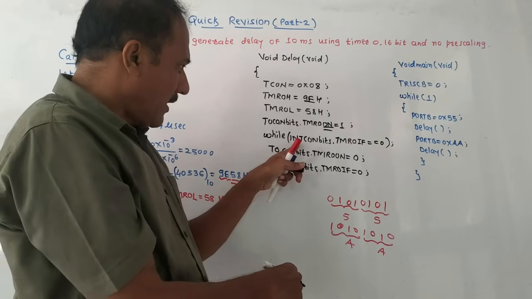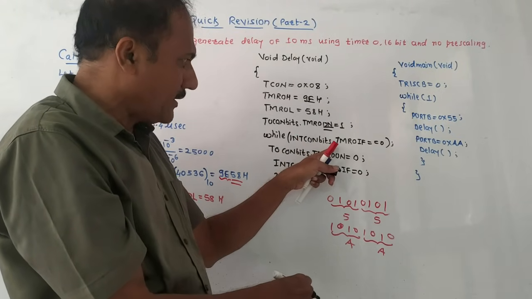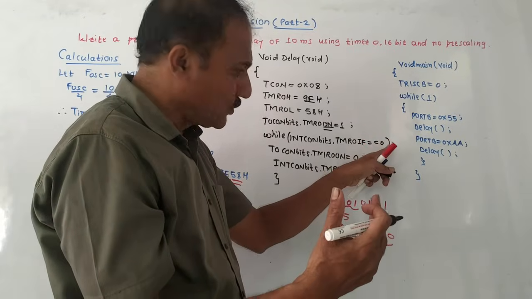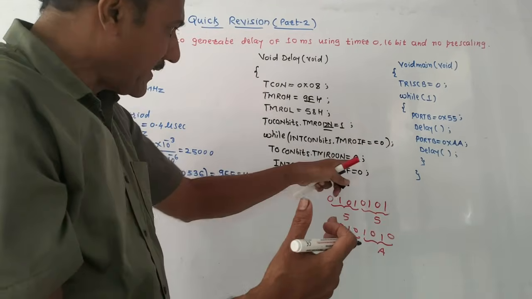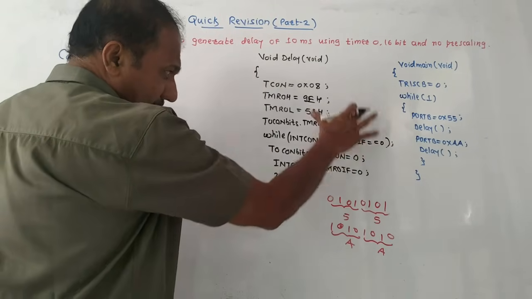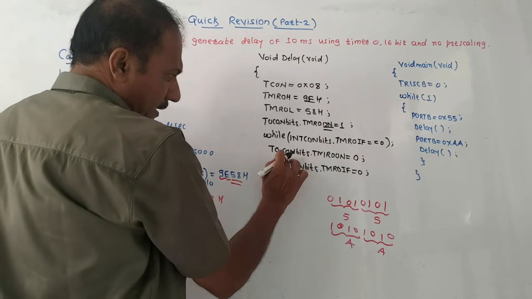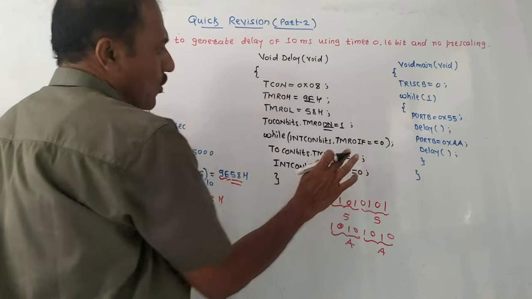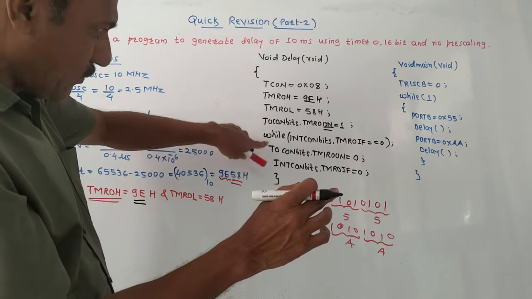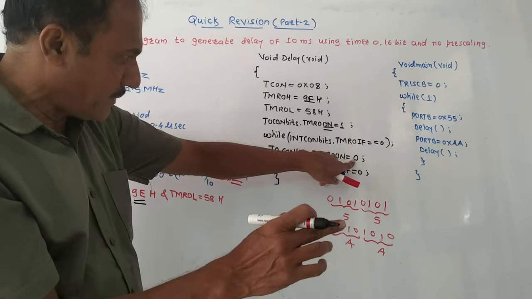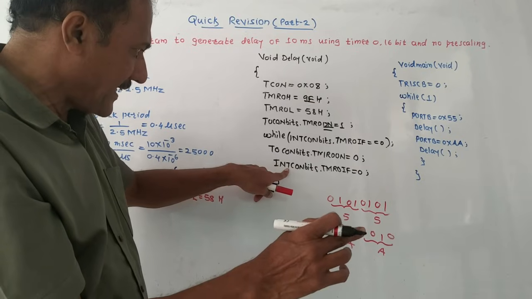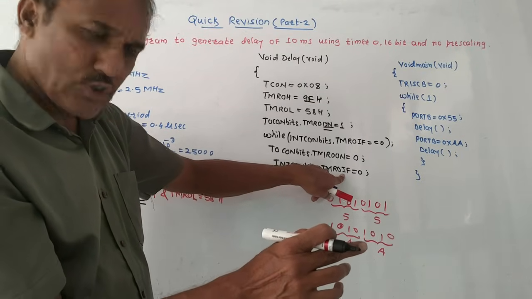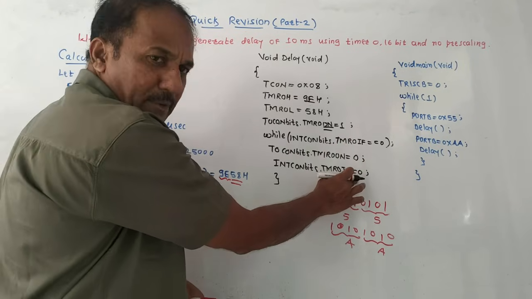So while INTCONbits.TMR0IF, that is the timer 0 flag, equals to 0. Matlab is time period tak wait karna hai. Then after completion of this delay period, T0CONbits.TMR0ON equals to 0. Matlab pehle jo ye 1 kiya tha, we need to stop the timer by making this bit equals to 0. And next is INTCONbits.TMR0IF, ये फ्लैग बिट भी क्लियर करना है.